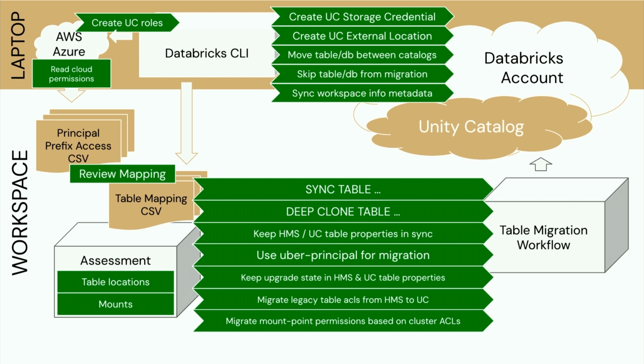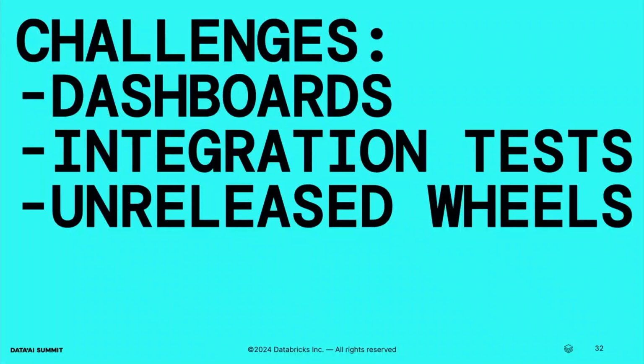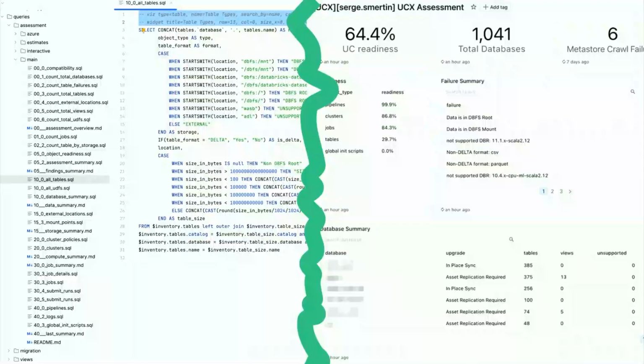Well, as you imagine, it is quite a complicated operation set, and we need to observe it. So we have challenges. Dashboards. Obviously, we need to have integration tests for it all. And during integration tests for it all, we have to actually deal with unreleased wheels. Well, dashboards. In UCX, we are managing approximately 7 or 8 different dashboards from code.